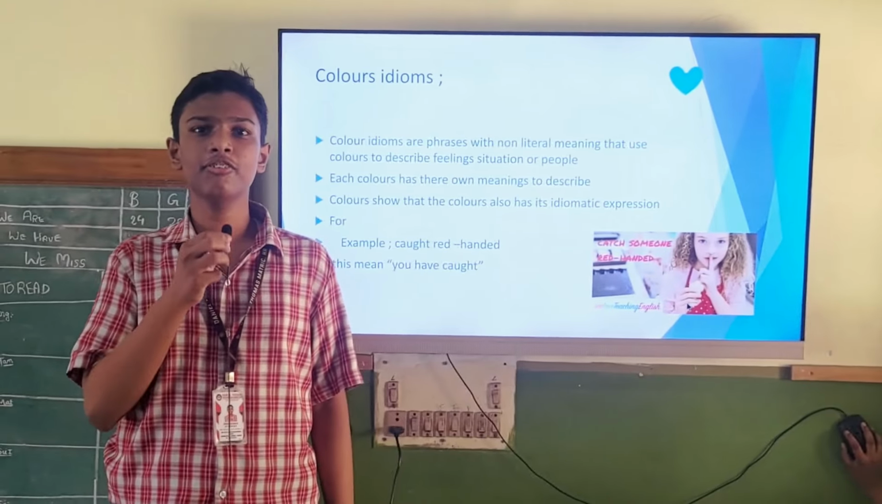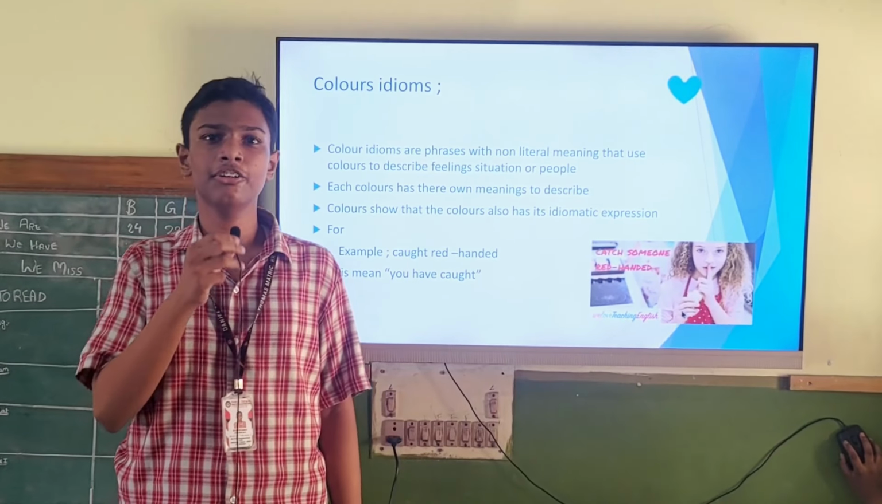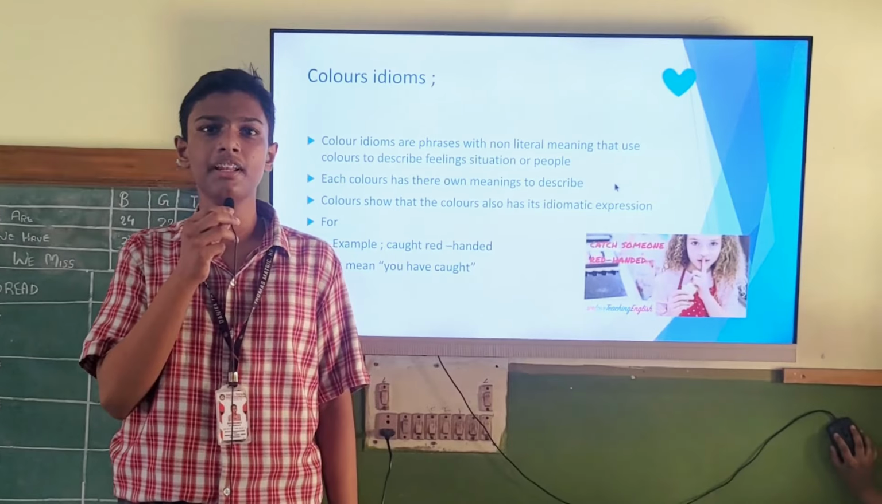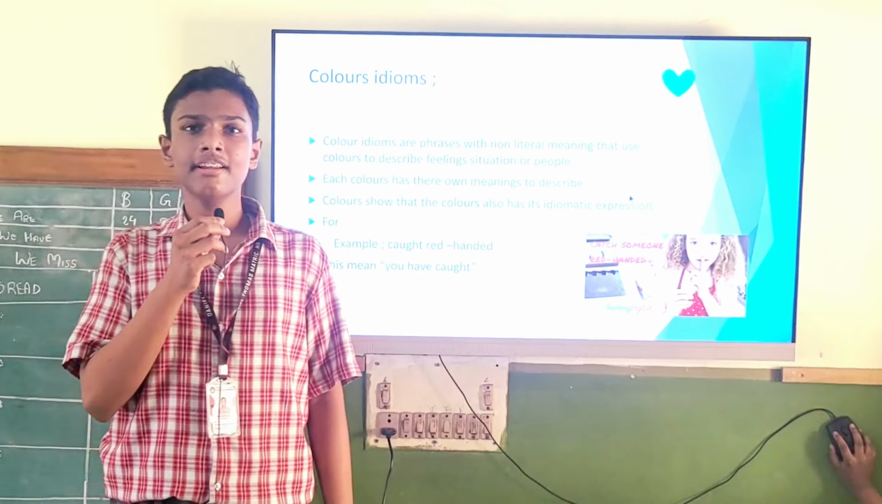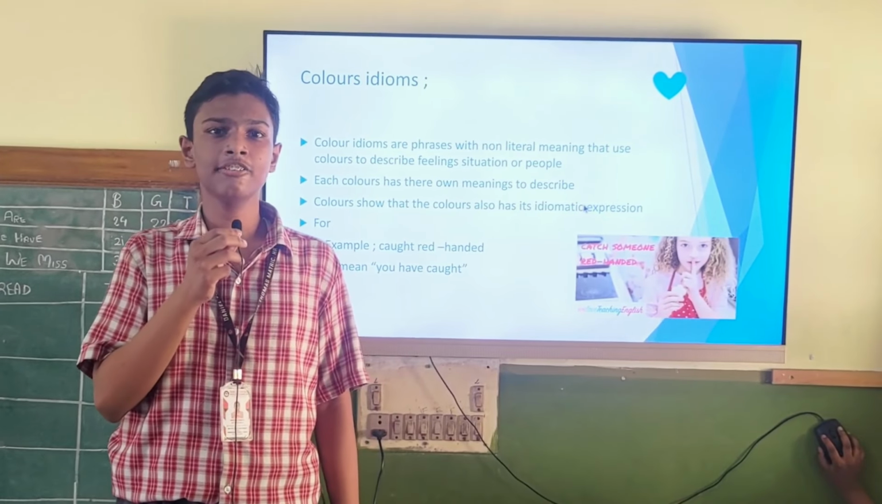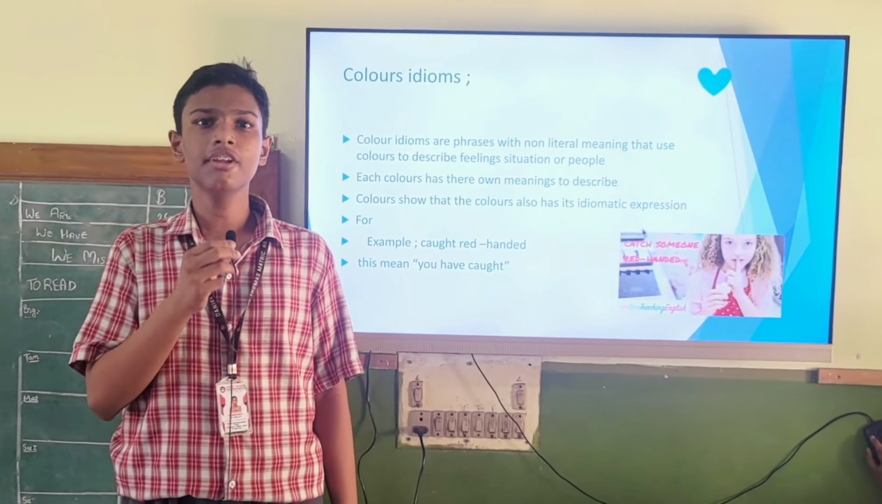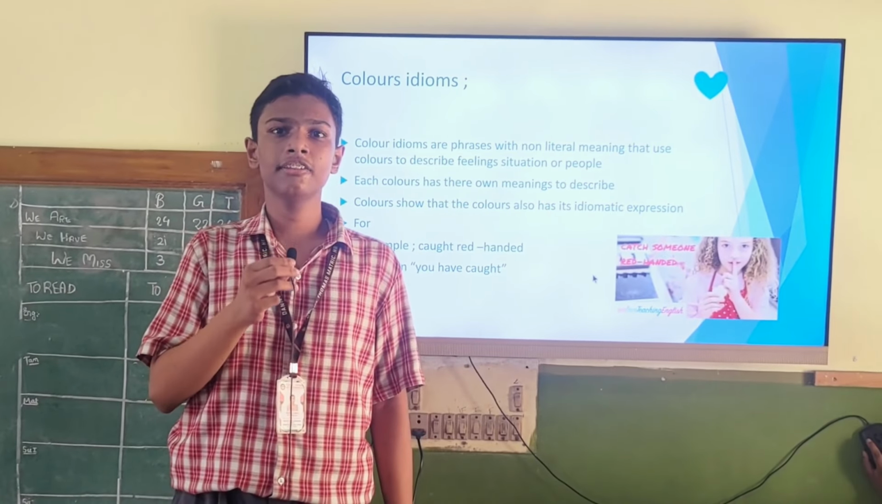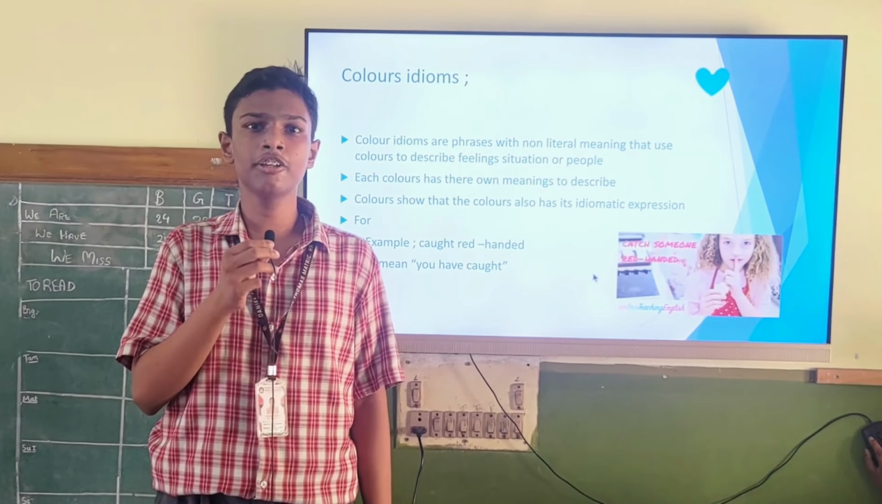Color idioms are phrases with non-literal meaning that use color to describe a feeling, situation, or person. Each color has its own meaning to describe. This shows that color also has its idiomatic expression. For example, caught red-handed. This means to catch someone in the act of doing something.